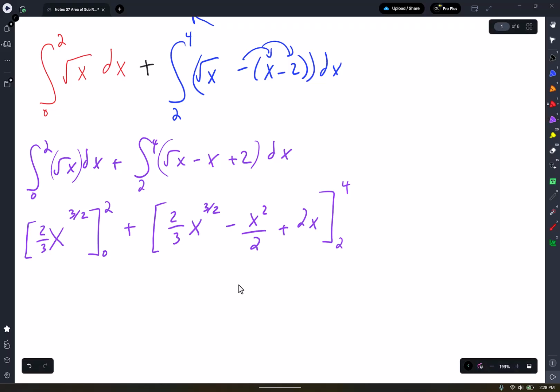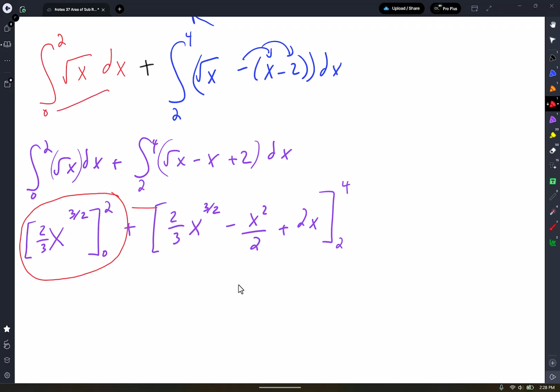So let me take this one. I'm going to use my red one to indicate that I'm doing the red one here. And I'm going to do that up here. Is that okay with you guys? All right. So upper minus lower. Well, I guess it doesn't matter because any 0 raised to any power is just going to be 0.